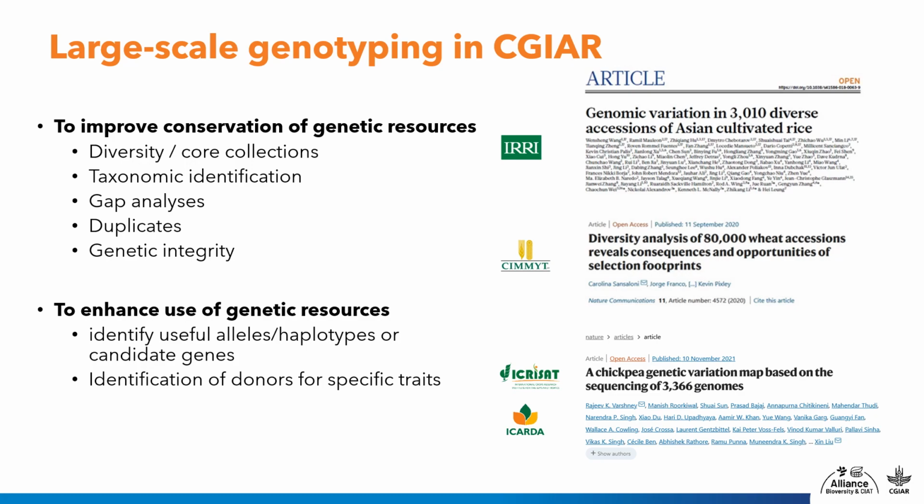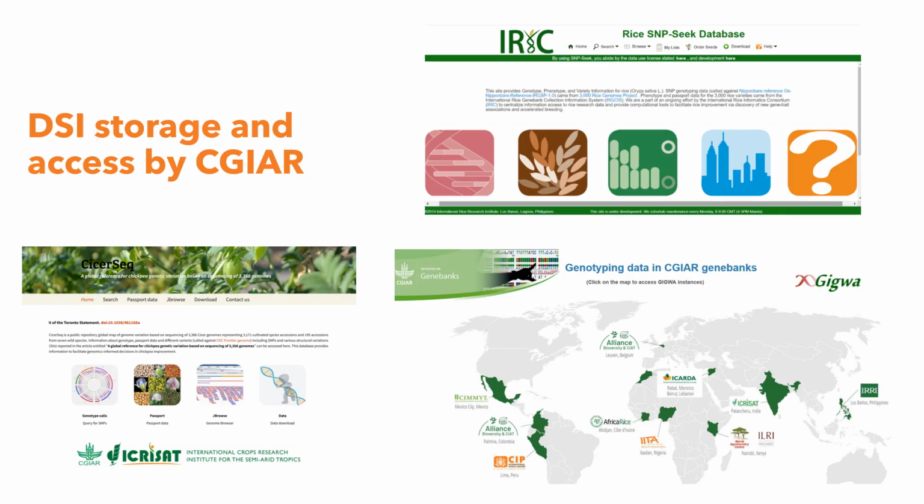And to enhance use, identifying useful alleles and candidate genes and identifying donors for specific important traits. Some centres have put in place their own data platforms to facilitate access to genome assemblies, gene annotations, and molecular markers. In most cases, sequence data continues to be made available through public databases, mostly those of the International Nucleotide Sequences Databases Collaboration, but having their own data platforms allows the centres to organise and provide the data, particularly the genotyping data, in the optimal way for their genomes and partnerships.